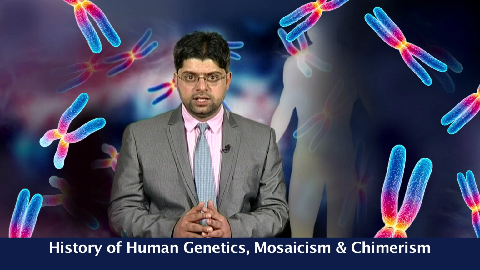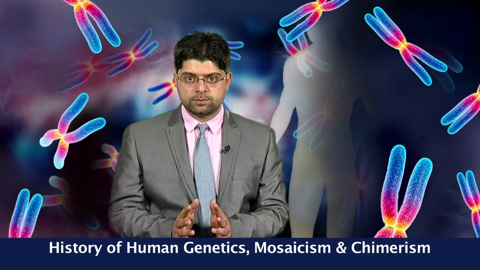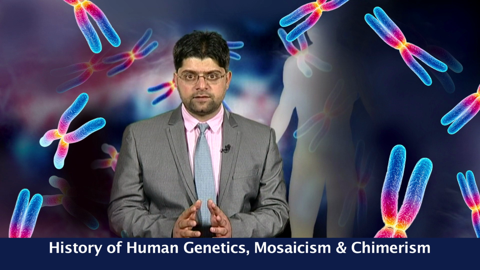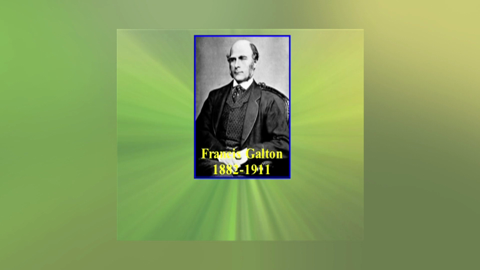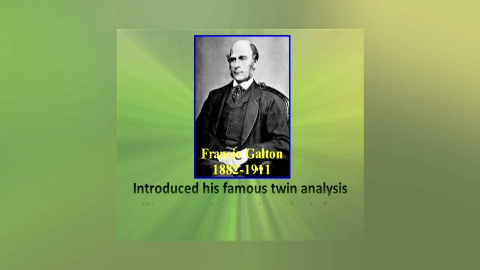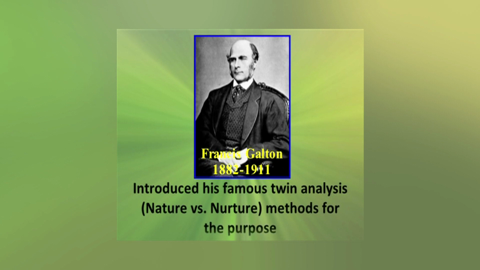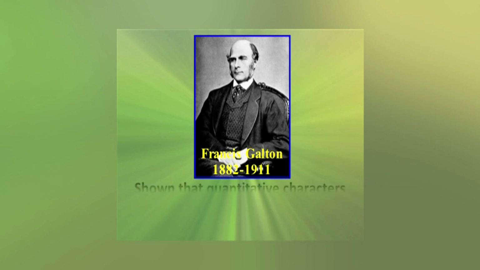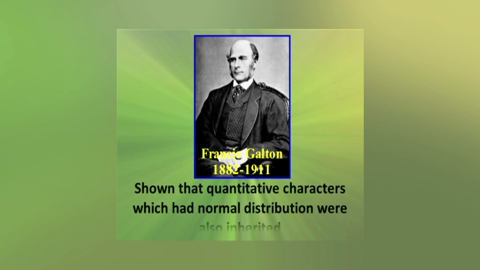The role of heredity and environment as regards the characters of an individual has always been debatable. In his efforts to find methods of improvement of the human race, Francis Galton, a cousin of Darwin, at first tried to distinguish between the effects of environment and those of heredity. He introduced his famous twin analysis, that is, nature versus nurture methods, for the purpose. He showed that quantitative characters which had normal distribution were also inherited.